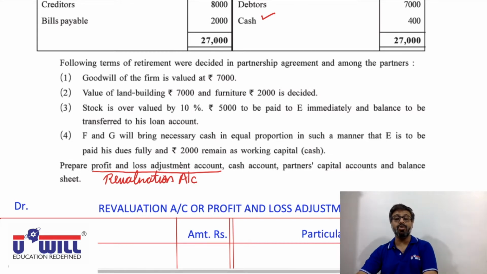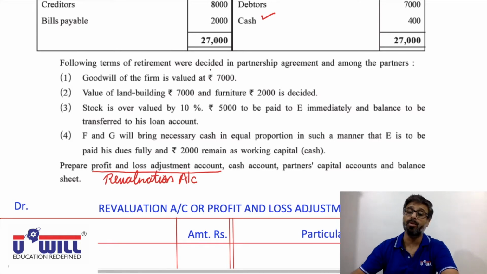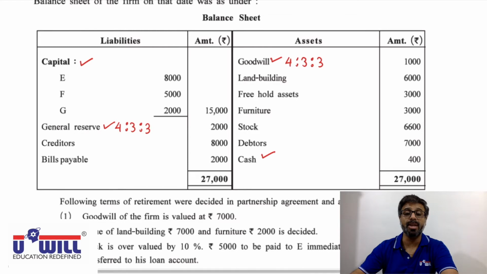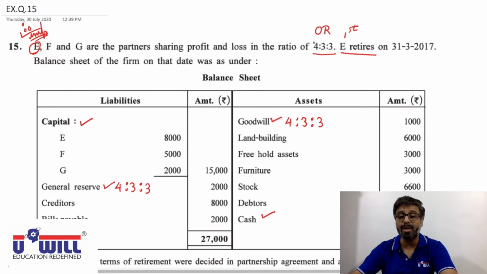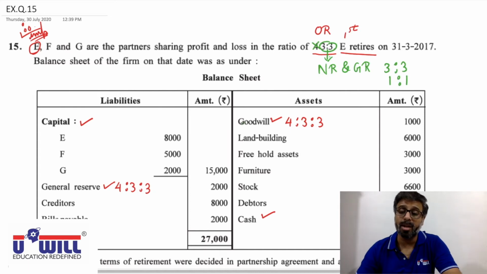Now, are you given any new ratio or gain ratio in the question? No. Since new ratio and gain ratio is not given in the question, if E has retired, you cancel E's 4. So 3 is to 3 between F and G is the new ratio as well as gain ratio. I repeat, 3 is to 3, what remains between F and G, the old ratio of F and G, is itself the new ratio as well as gain ratio. And what do you mean by 3 is to 3? 1 is to 1. Both are divisible by 3, so 3 divided by 3 is 1, 3 divided by 3 is 1. In short, new ratio and gain ratio both are 1 is to 1.